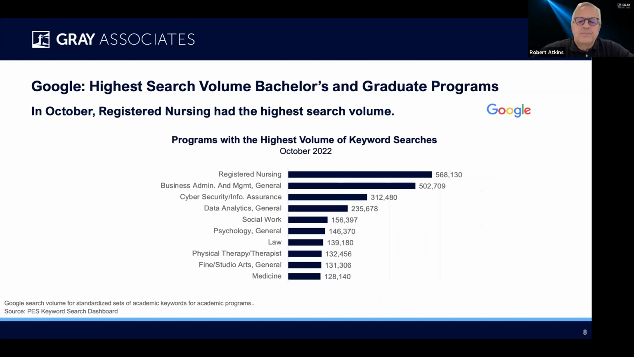Now, within that, which programs had the highest volume of keyword searches? The first 2 are not surprising: registered nursing and business administration, 2 largest programs in the country, very consistently at the top of this list. But 2 essentially new programs in the last 5 years are doing extremely well: cybersecurity and data analytics. Between the 2 of them, they are the equivalent size of business. And you'll see later on, these continue to grow. So these have become some of the largest programs in the United States in terms of student interest. Then we have social work, psychology, law, physical therapy, which, as many of you know, is both undergraduate and runs all the way through doctoral level, fine arts, and medicine.